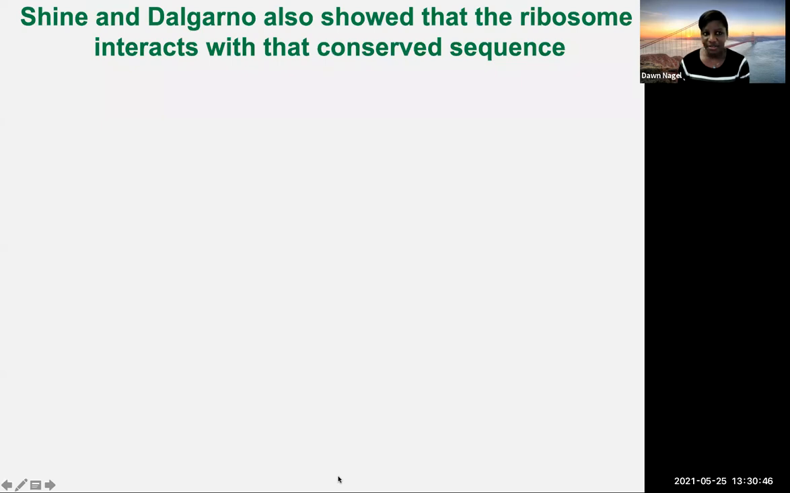They had to show and prove, using many different methods, that this ribosome is actually interacting with that conserved sequence. I'll get to your question in a minute, Hugo. In order for this to happen, they had to do an experiment. What type of experiment do you think they would have done to show that this ribosome is actually interacting with that conserved sequence in the messenger RNA?